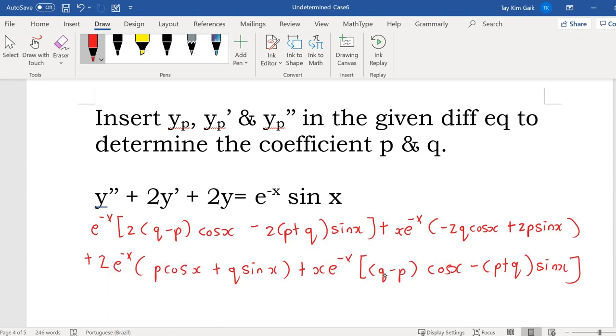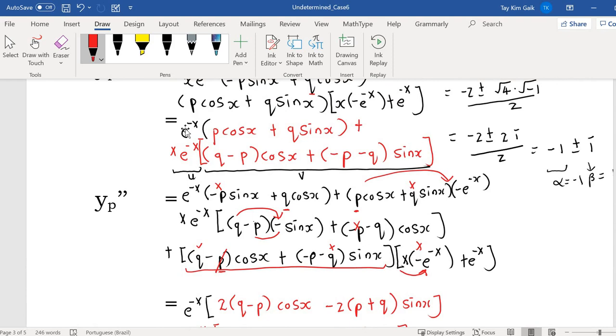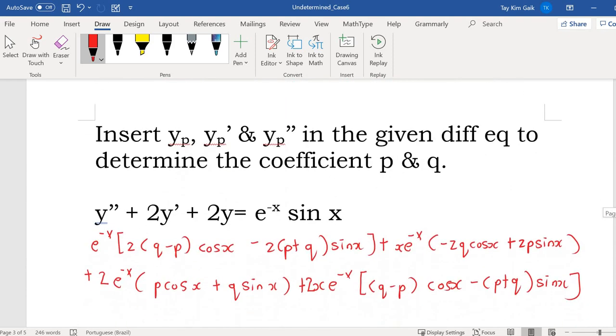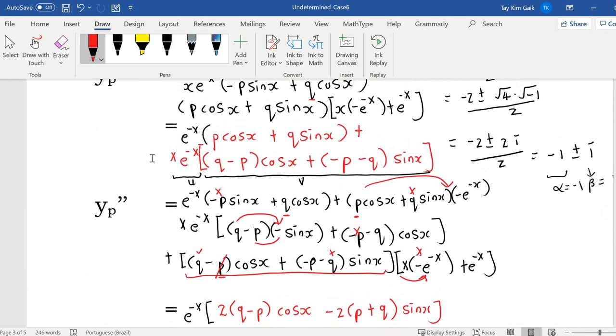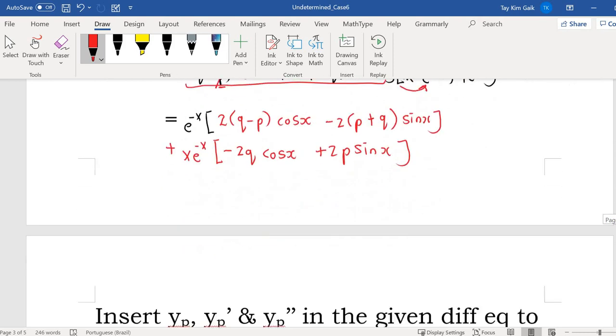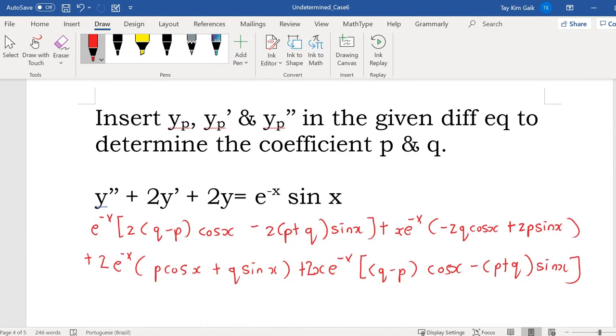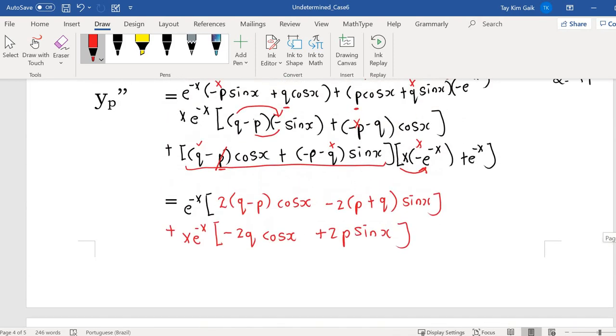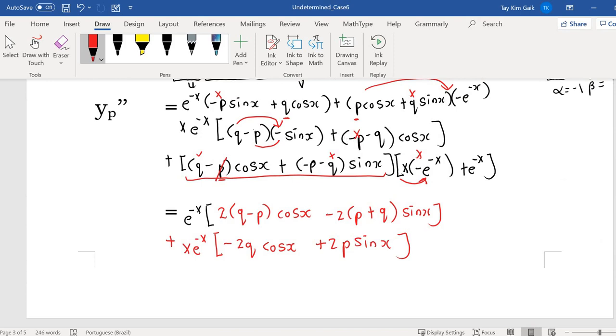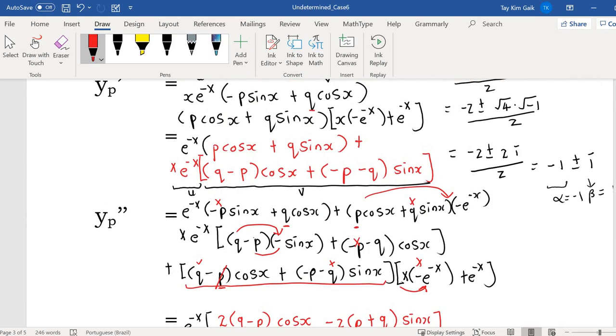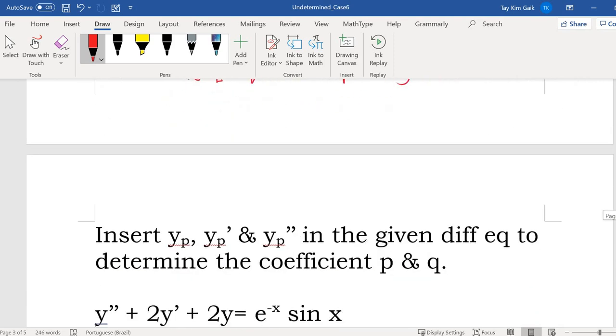Okay, 2y prime. So this one multiply 2 also. So exponent negative x, this one times 2. P cos x q sin x. And then the x exponent negative x, this term multiply by 2. Q minus p cos x, minus p plus q. Okay, or minus, okay, minus p minus q sin x.